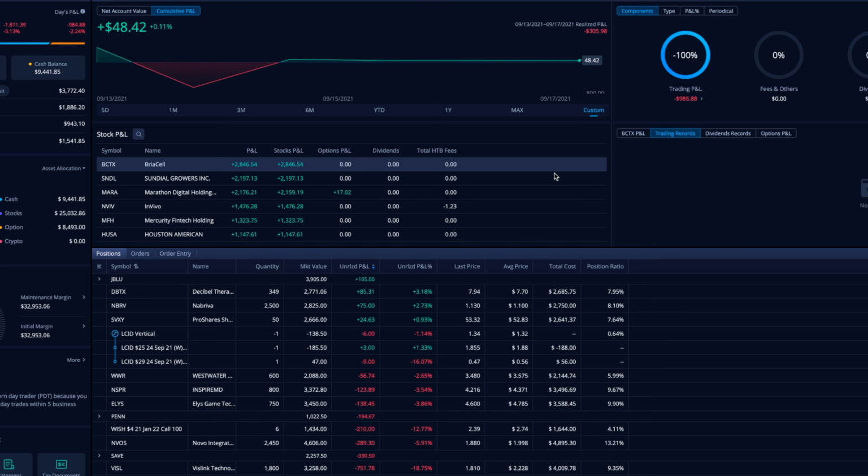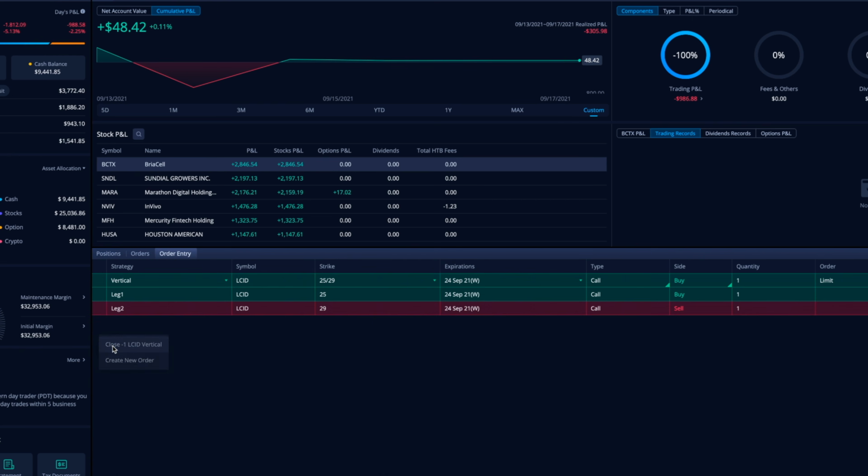So for example, guys, now that I'm in this given position right now, take a look at this. We're looking at Lucid right here. We're actually now down on this given position. So I'm looking at Lucid. If I want to get out of this position, I'm going to go right here and close my Lucid vertical.